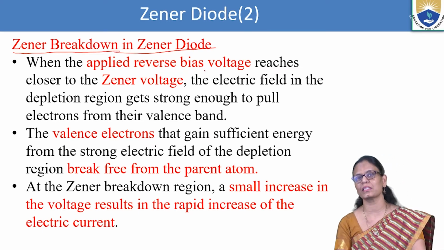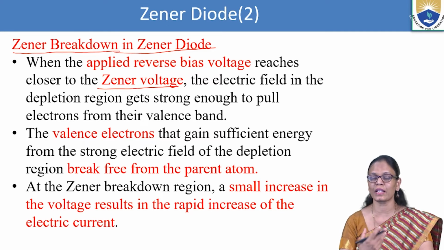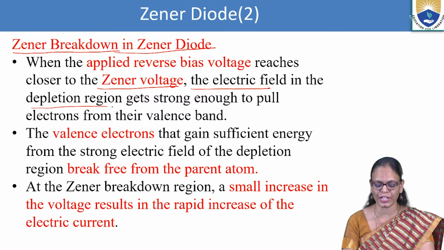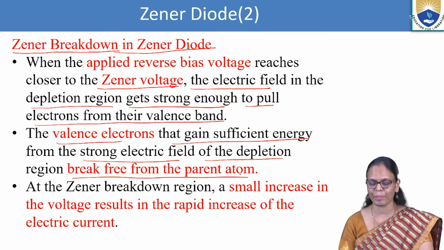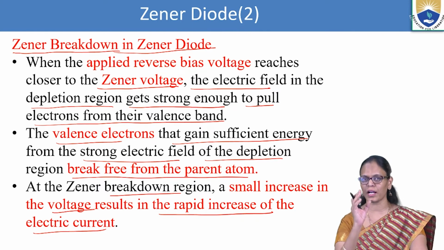So when the applied reverse bias voltage reaches the Zener voltage, what we are doing, we have connected it in reverse bias and we are increasing the applied reverse voltage. So when the applied reverse voltage becomes equal to the Zener voltage, then what happens? The electric field in the depletion region will get strong and pull out the electrons from their valence band. So the electrons in the valence band are pulled out because of the strong electric field, and these electrons gain sufficient energy from the electric field of the depletion region and break free from the parent atom. At Zener breakdown, a small increase in voltage results in rapid increase in current. This is very important. There will be a sharp rise in current. Without much increase in voltage, the current increases rapidly.